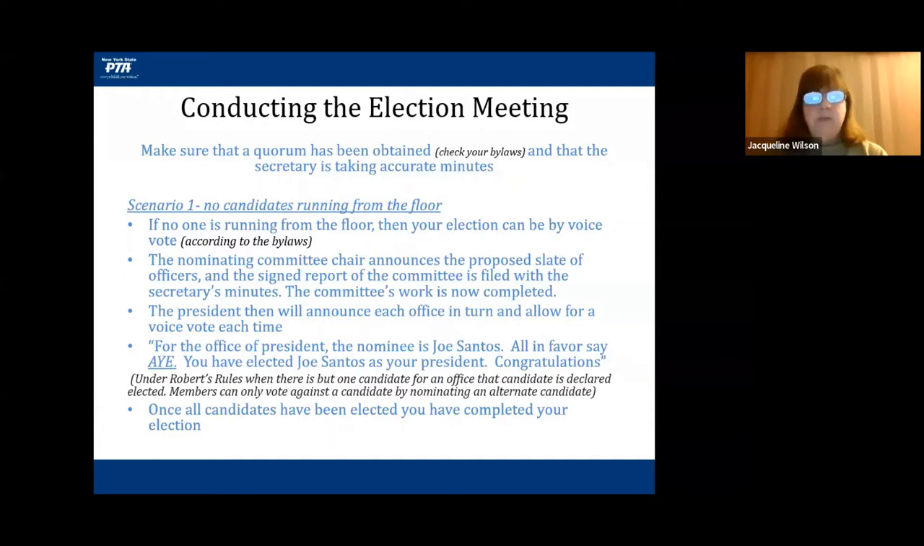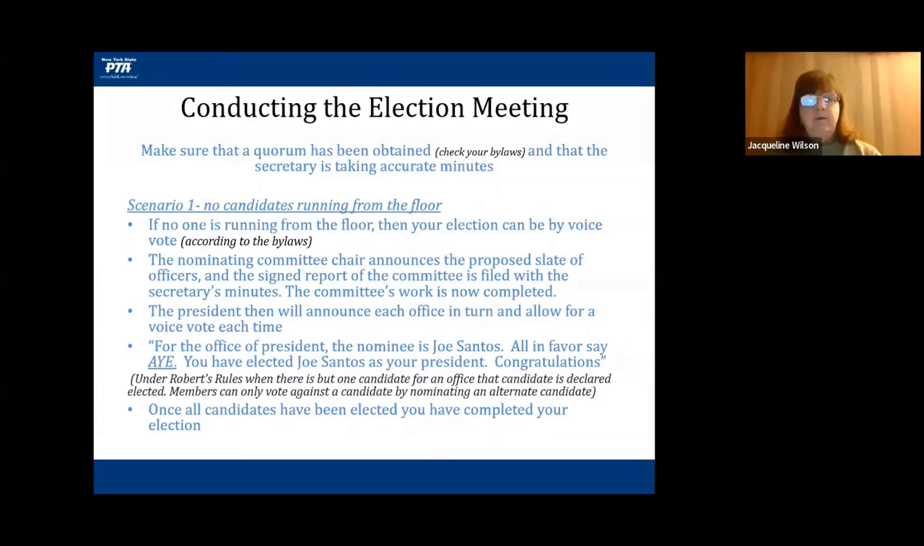So the nominating committee chair makes their report and announces the proposed slate of officers, and the signed report is filed with the secretary's minutes. This is the end of the nominating committee's work. Remember, I said it's a special committee, and their role is finished once a nominating committee report is made at the election meeting. The president will then announce each office in turn and allow for a voice vote each time.